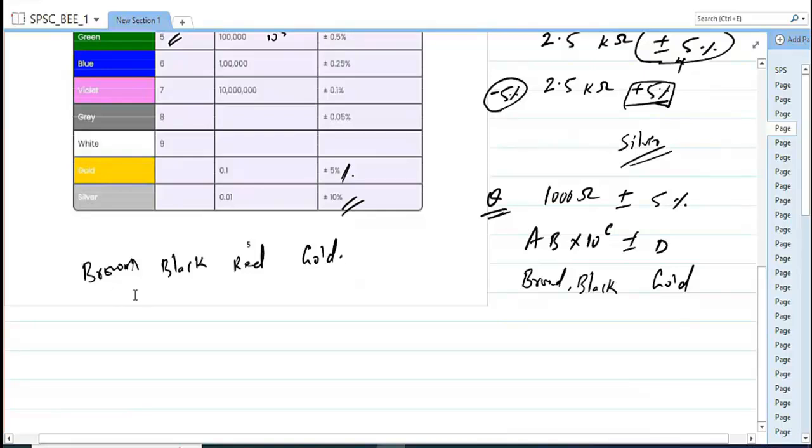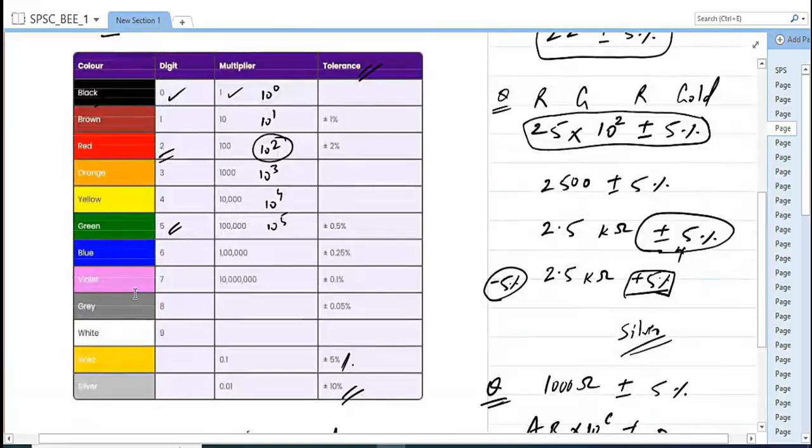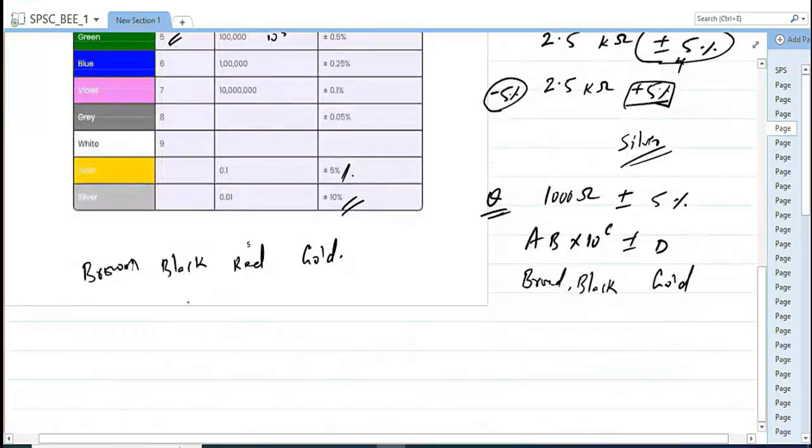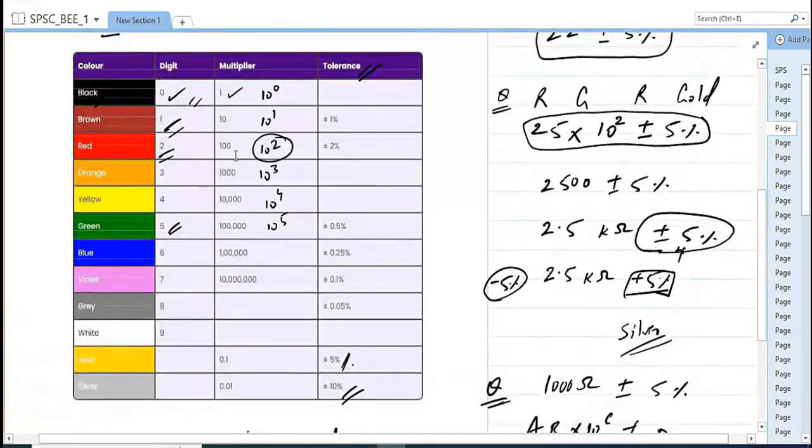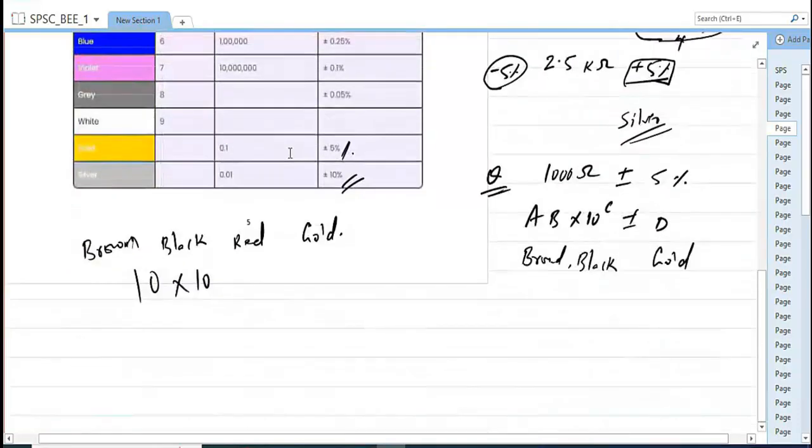For brown, it is 1. For black, it is 0. So you can write 1 0 into 10 to the power red. For red, the multiplier is 2, so 10 to the power 2. And for gold, the tolerance is plus minus 5%. So 10 into 10 to the power 2 is 1000 ohm plus minus 5%. So this is the correct combination.